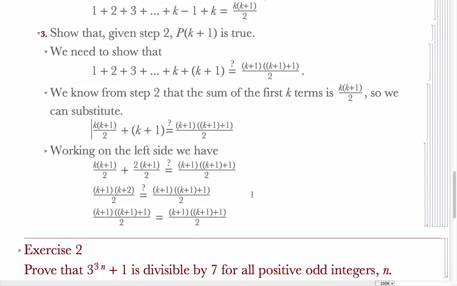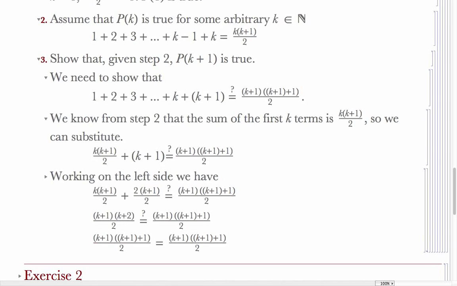Right? Now, have we proven that p of k plus 1 is true? No. We've proven that if p of k is true, p of k plus 1 will be true. So this by itself, steps 2 and 3 by themselves, haven't proven anything. They've shown a relationship, an implication, that if p of k is true, if p of some number is true, then p of the next number will also be true.